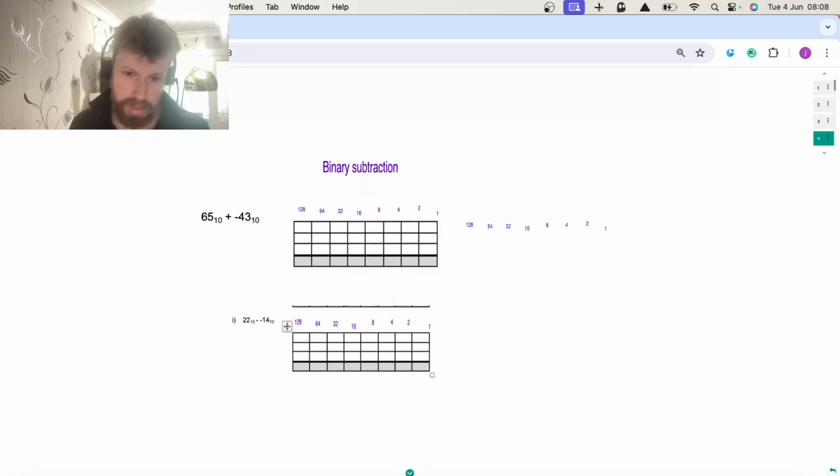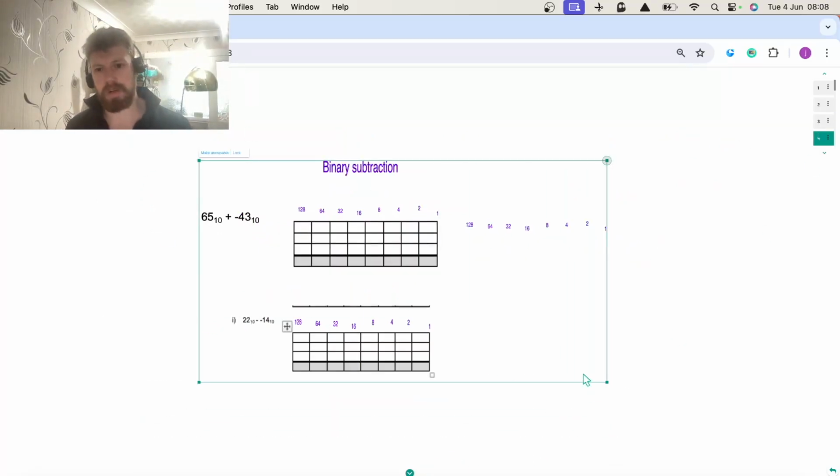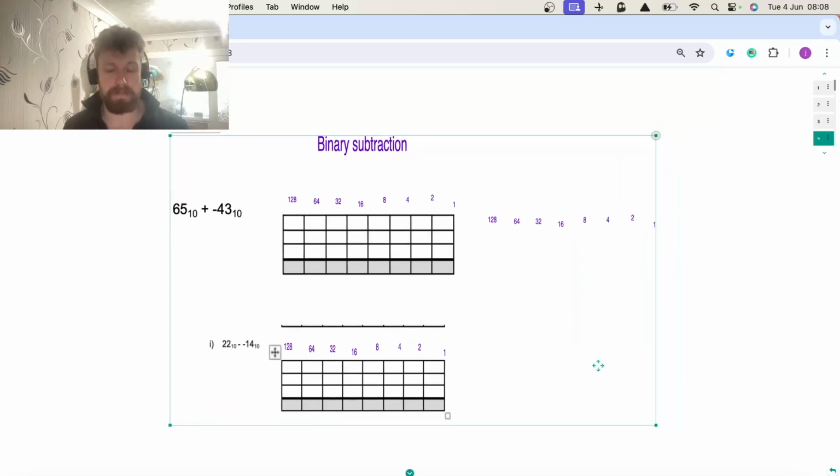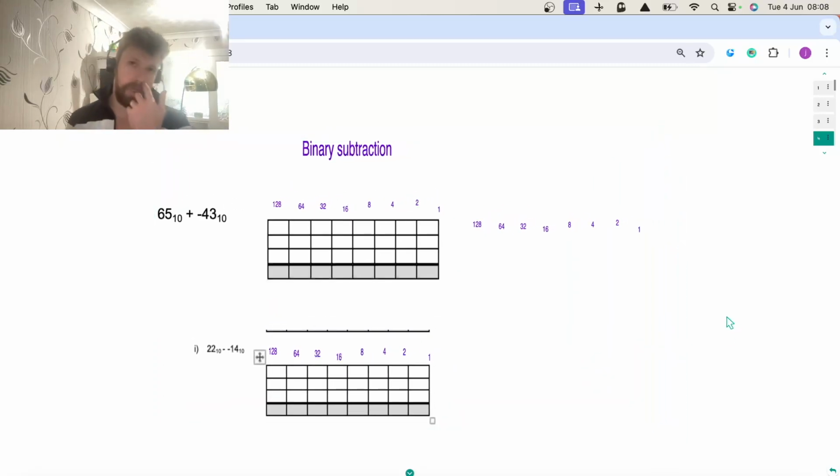Binary subtraction. Now this is going to use a lot of the same rules that we've actually already done. So binary subtraction essentially works with the principle that if we add a negative number, we get the same result as if we take it away. So you don't have to learn any different rules. It just has one extra step in it where you have to twos complement it.